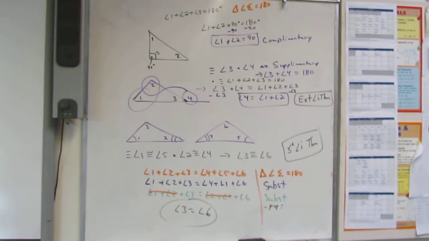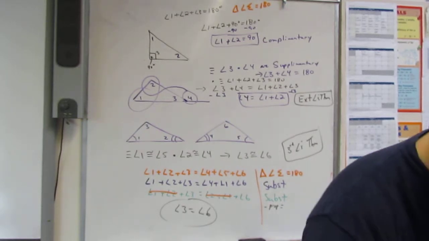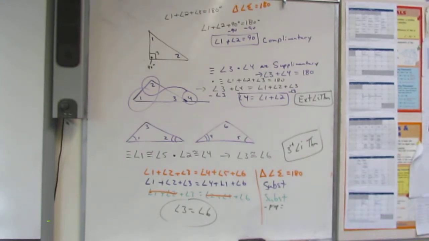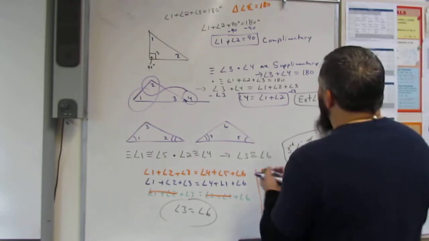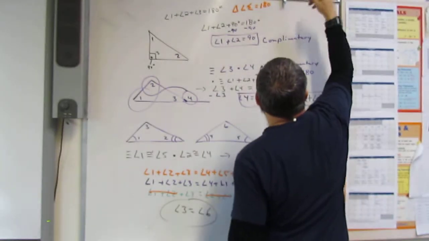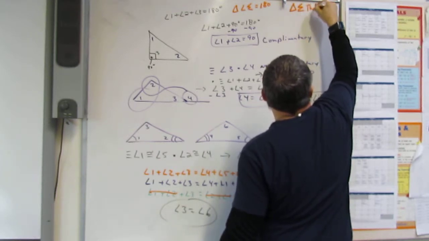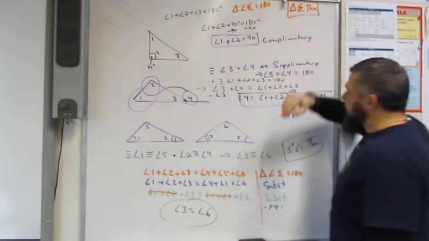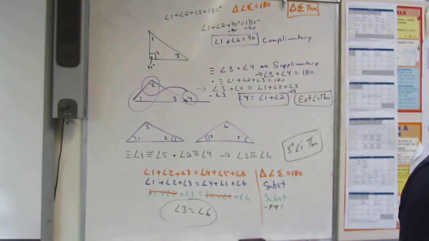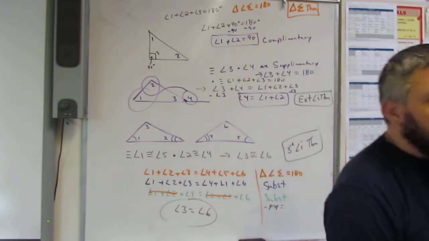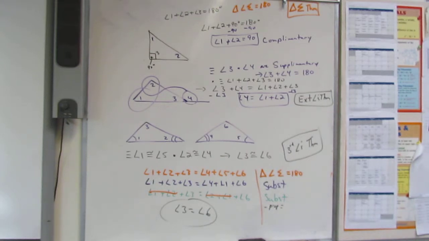The top one, I made that up. Triangle sum theorem. I guess instead of all of this mess, we could just call it the triangle sum theorem. All it means is that all the angles add up to be 180. Triangle sum theorem.